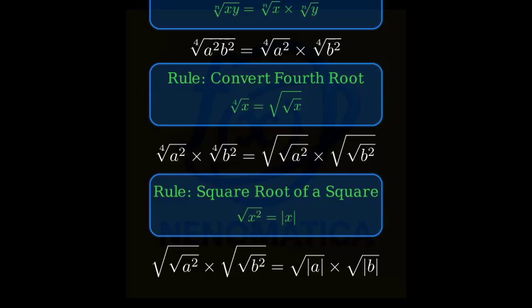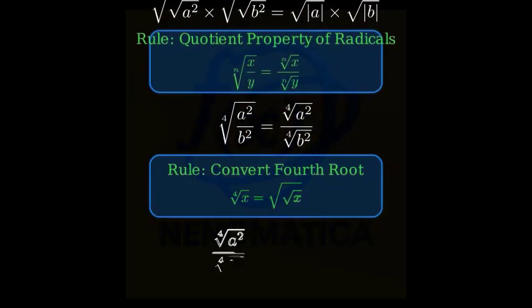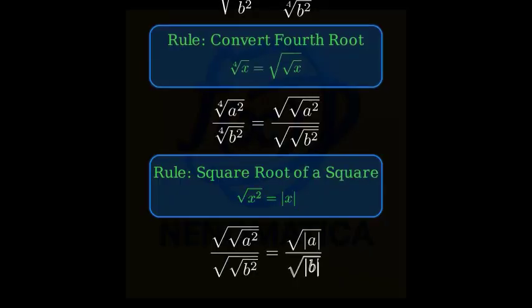Now, we repeat the same 3 moves for the quotient. Step 1. Quotient property of radicals. Step 2. Convert each 4th root to a nested square root. Step 3. Simplify the inner square roots to absolute values.